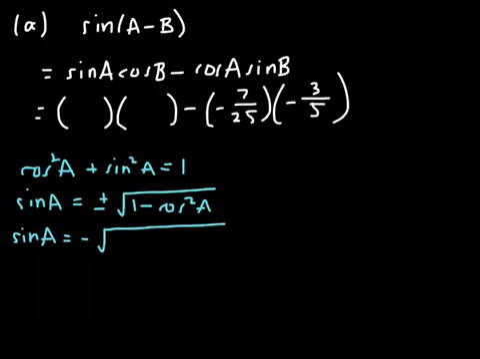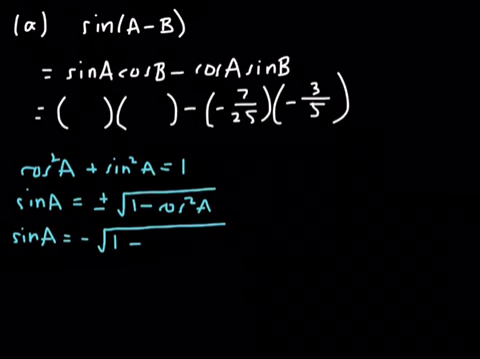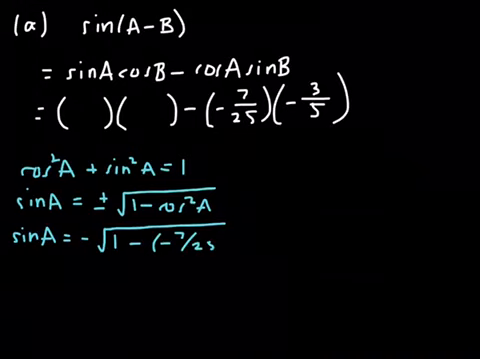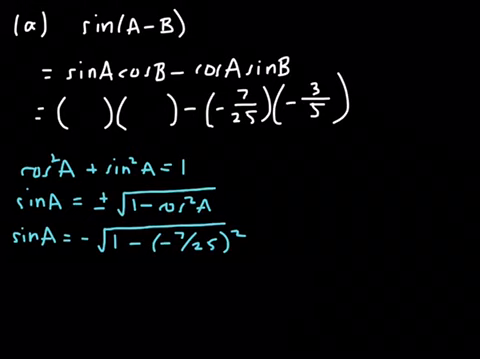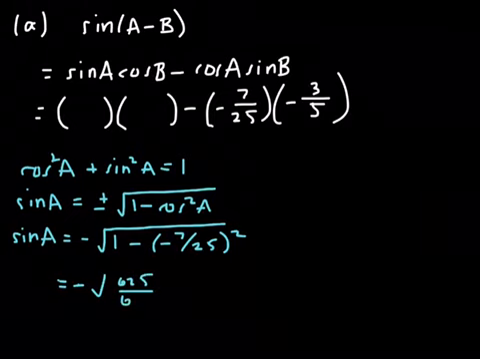Furthermore, cosine of A is given. Cosine of A is negative 7/25. According to the identity here, I need to square that value. All right, now it's just arithmetic. So sine of A is equal to negative the square root of, let's see, the number 1 is the same thing as 625 over 625. That's number 1.